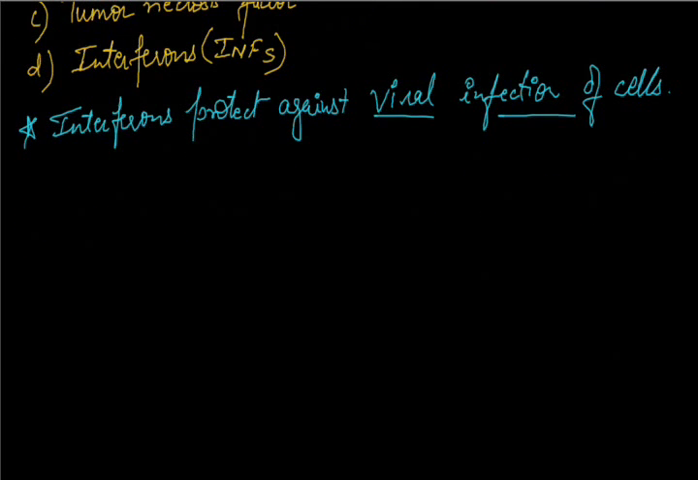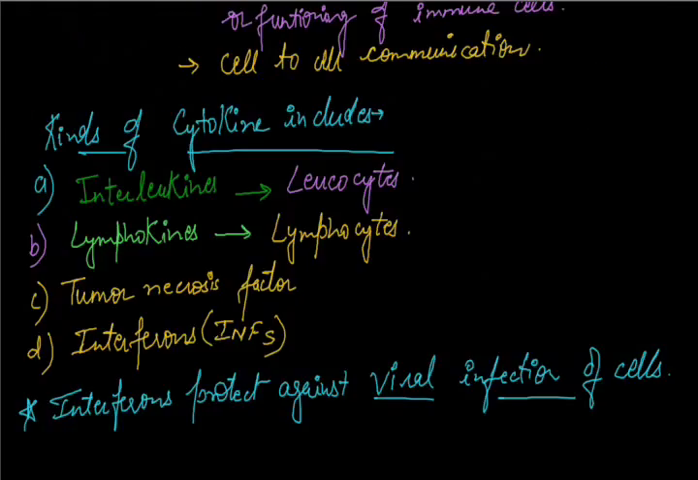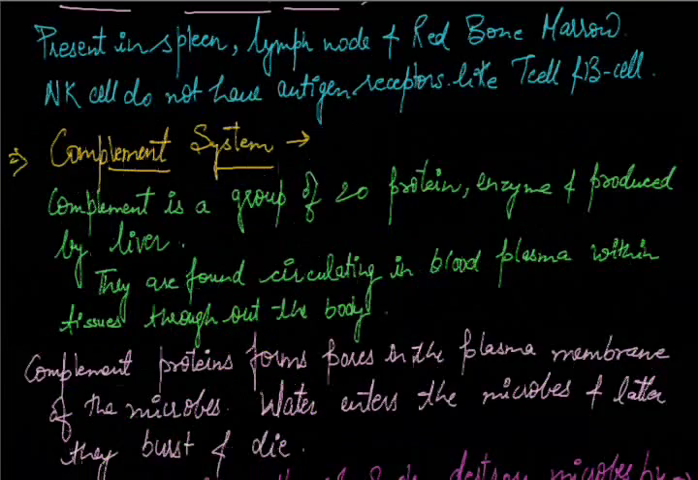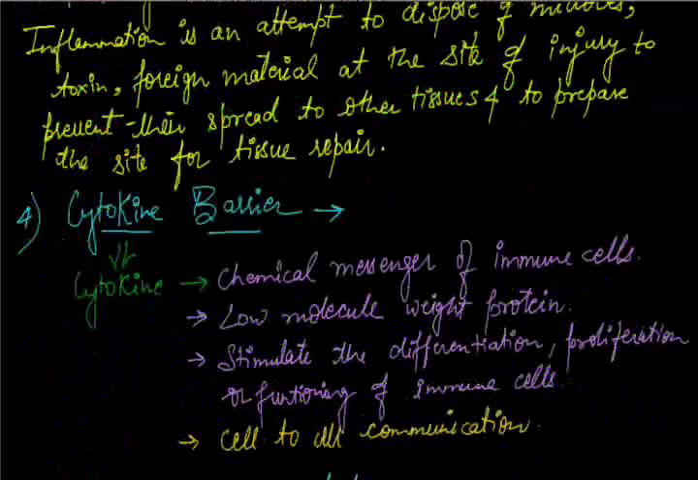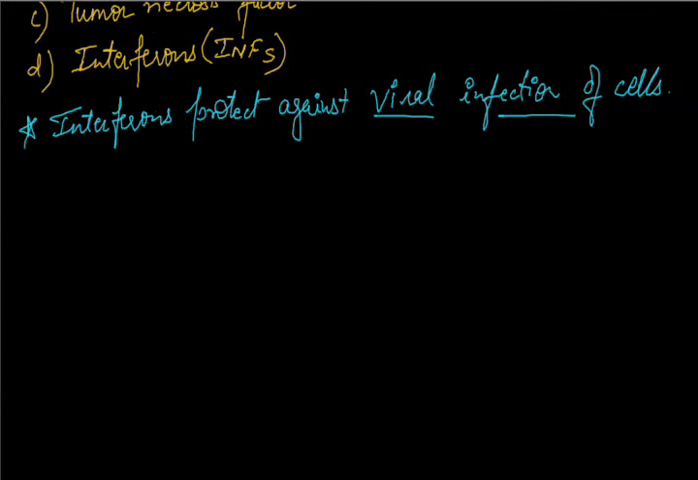So here we have completed the barriers of innate immunity. Innate immunity, which is acquired from birth, protects us through these barriers. In the next class, we're going to study about the acquired immunity.